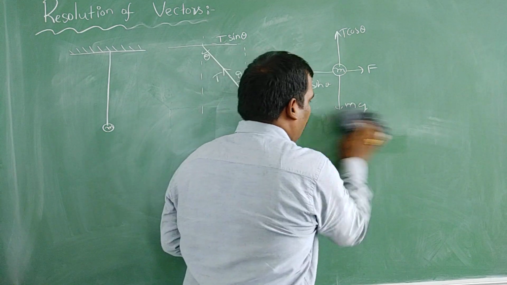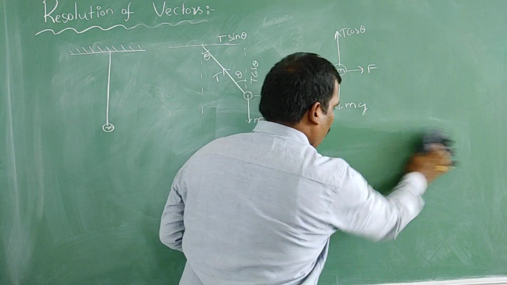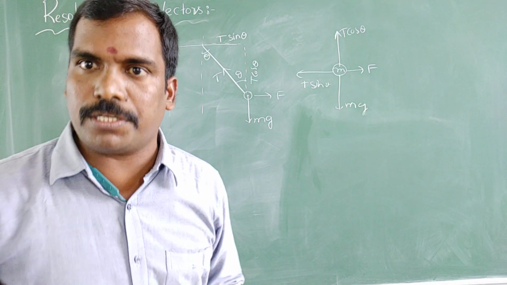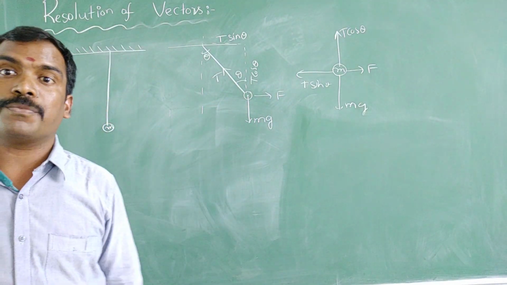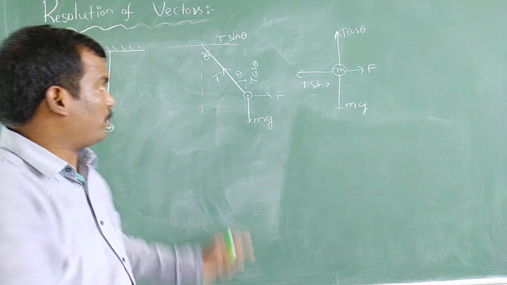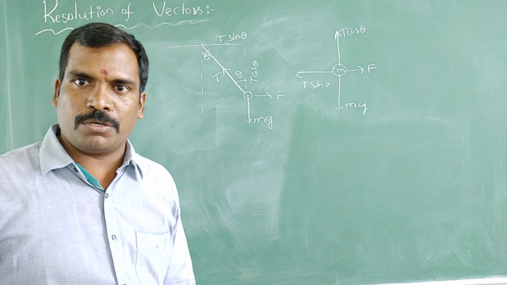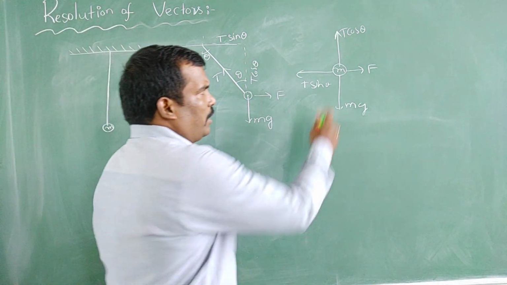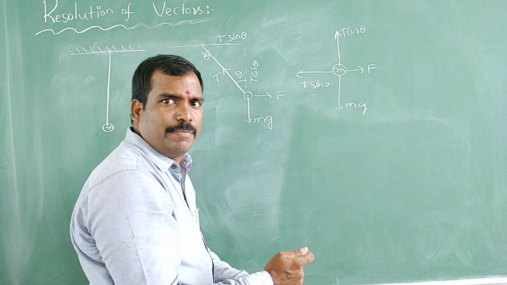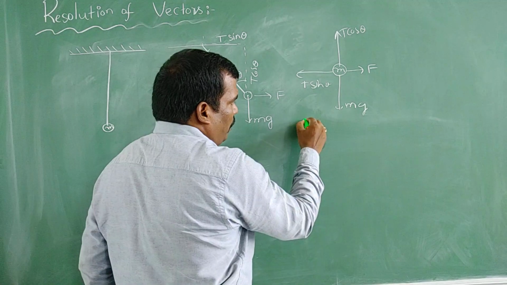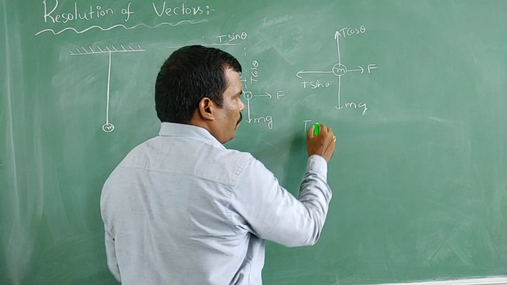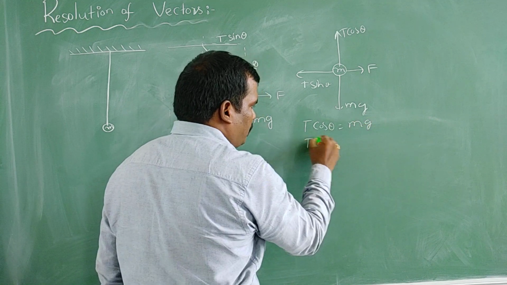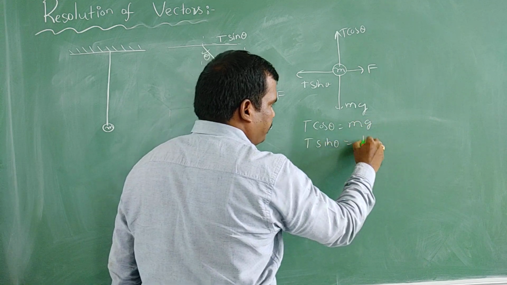Now, if we know all these forces, we have to go for what I said already at the start. By using resolution of vector, I want to find how much force I need to apply to raise the pendulum this much height. Now, it is an equilibrium condition. Equilibrium means T cos theta is equal to mg, and T sin theta is equal to F.